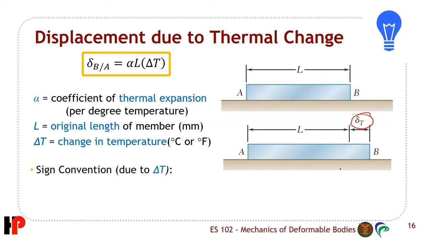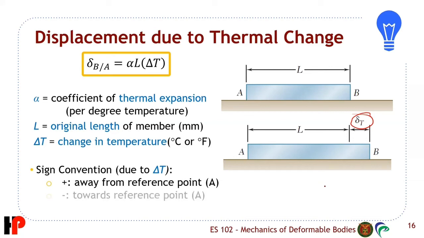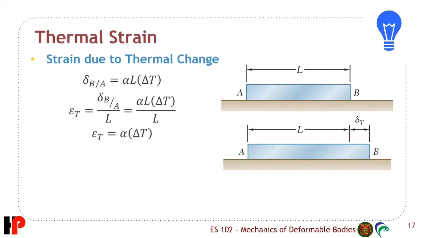Now, the sign convention is that if it is heated, you go away from A, so hahaba siya. If you reduce the temperature, if you cool it down, lalapit siya kay reference section. Magko-compress. Now, imagine this to extend by amount delta T. So, it's equal to alpha L delta T. So, the resulting strain epsilon T is just the deformation all over the original length. So, cancel si L, you get alpha delta T.